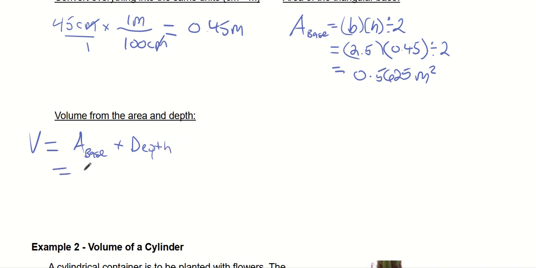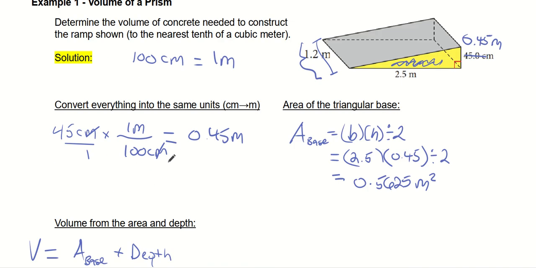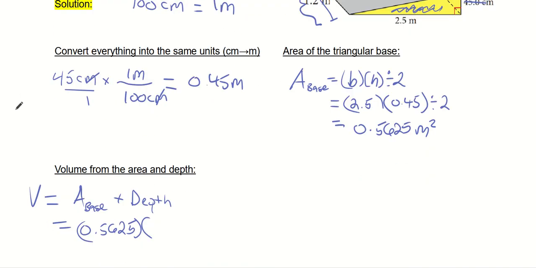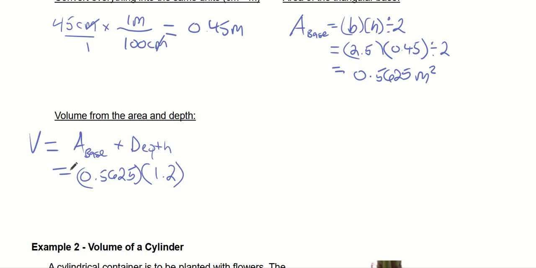There we go. We know that the area is 0.5625 because we calculated earlier, and the depth, if you look back up here, I have 1.2 meters. So over here, 1.2 meters. I'll put in the units later at the end because if I keep on writing it, it's going to take me forever to finish these problems.